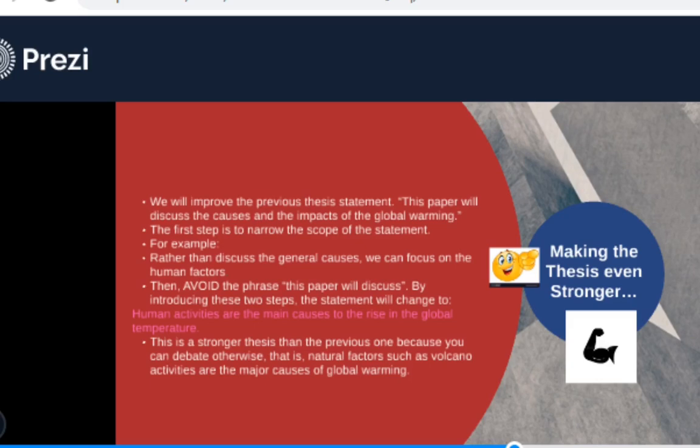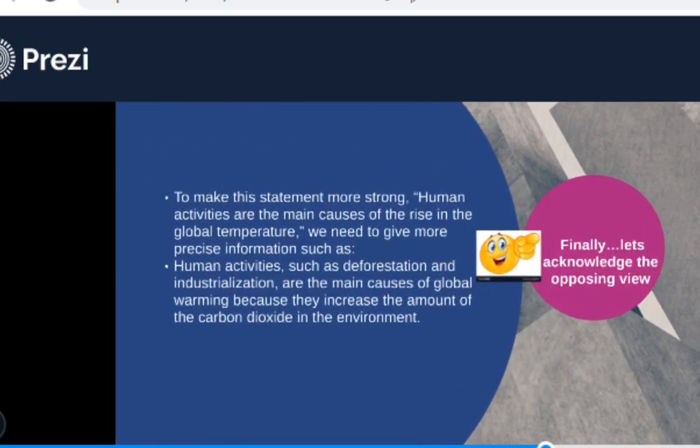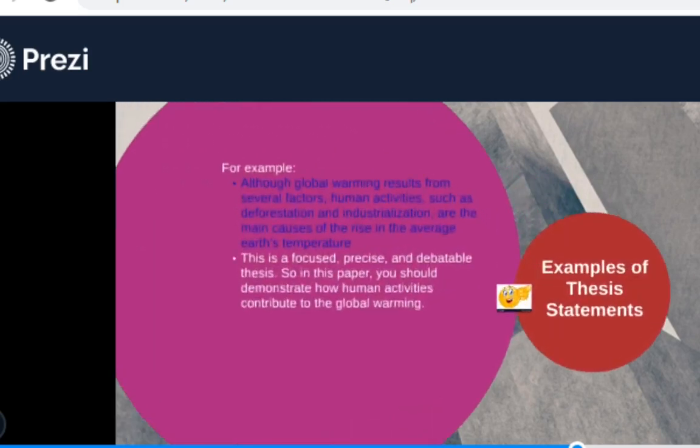To make this statement even stronger, we need to give precise information, e.g., "human activities such as deforestation and industrialization are the main causes of global warming because they increase the amount of carbon dioxide in the environment." The last step is to include the opposing view.